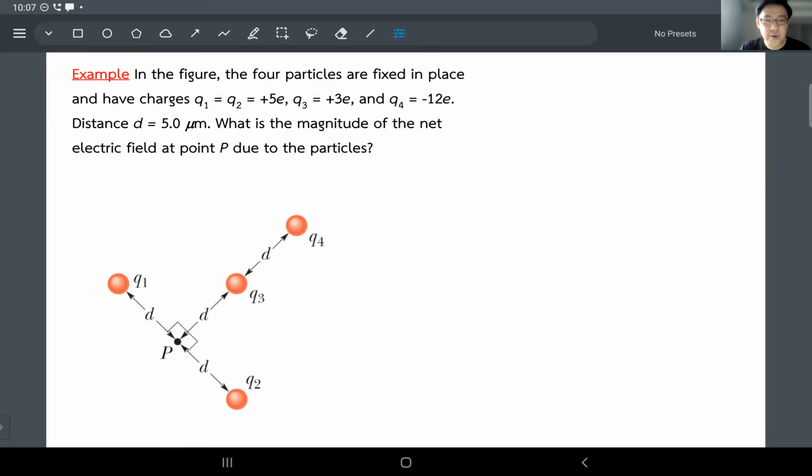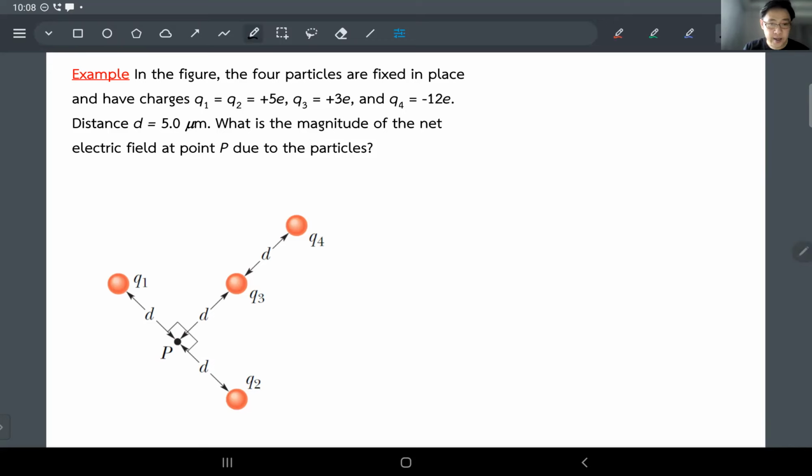Okay, so in the figure, you have four particles fixed in place, with charges Q1, Q2, Q3, Q4, and each one is given an amount of charge: 5 times the electronic charge, 3 times, 12 times. Q1, Q2, and Q3 are positive charges, and Q4 is a negative charge. The value of the distance D is given to be 5 microns, and we can do the numerical calculation toward the end. That shouldn't be a problem. So the question is, what is the magnitude of the net electric field at point P? That's what you want to figure out, okay?